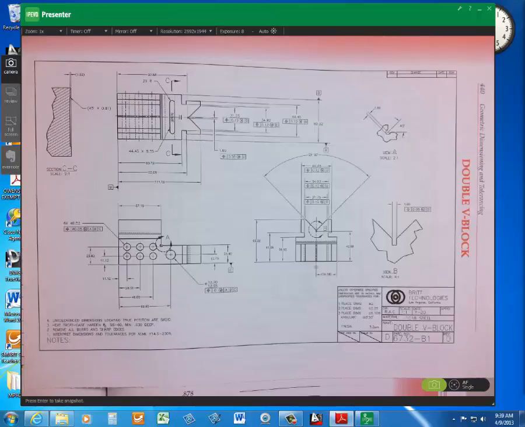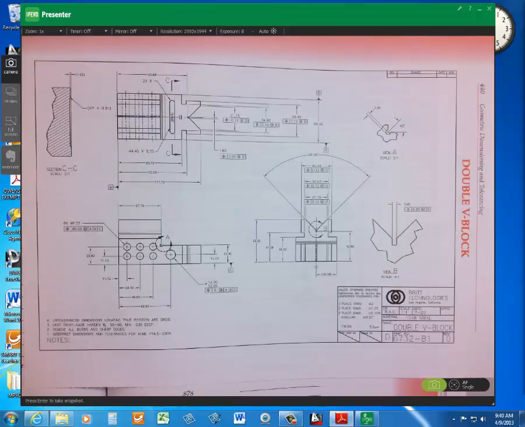Wow. Dimensions are in inches and unspecified tolerances. Okay. How much does that thing weigh? Oh my God. 60 inches wide, 111 inches long, a 5 foot wide block of steel. I don't know about that. I think that's a mistake. I kind of do.